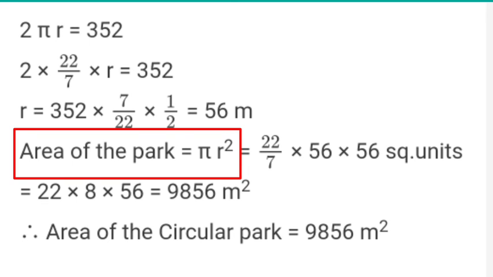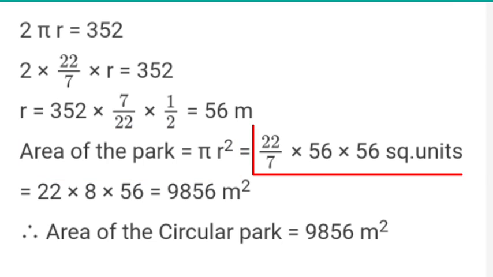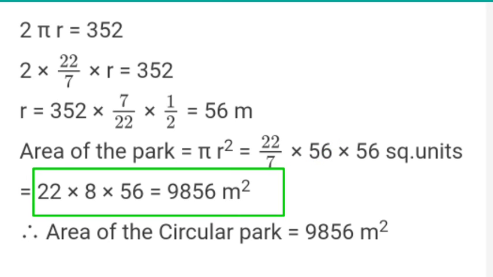By using the value of pi and the radius in this formula, we get 22 by 7 into 56 into 56. By dividing 56 by 7, we get 8. So we can write 22 into 8 into 56. By multiplying all these numbers, we get 9856 meters square, which is the required area of the circular park.